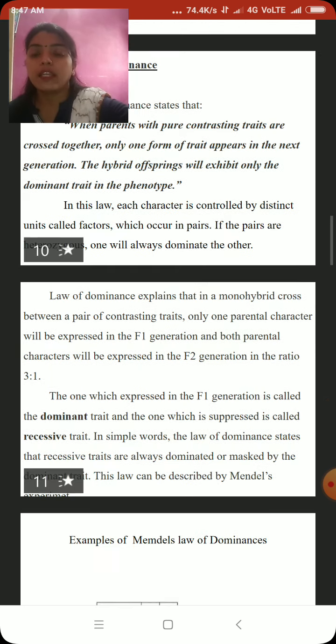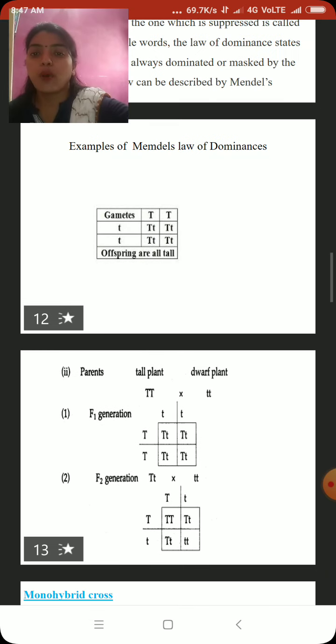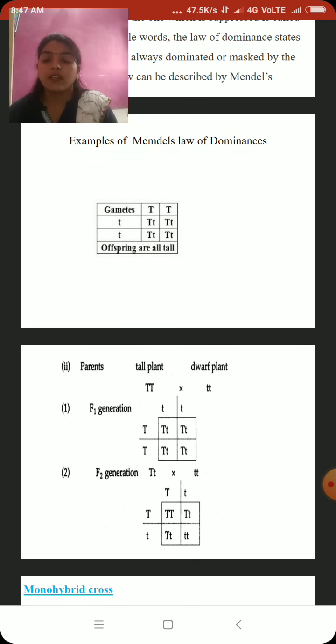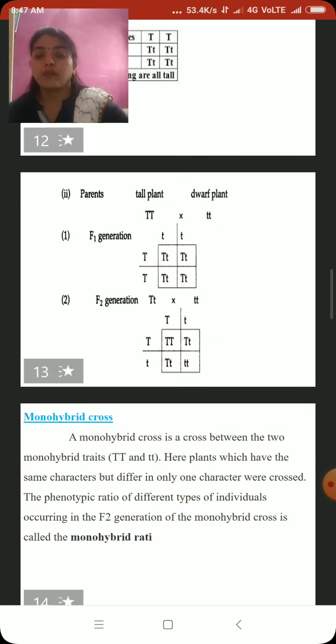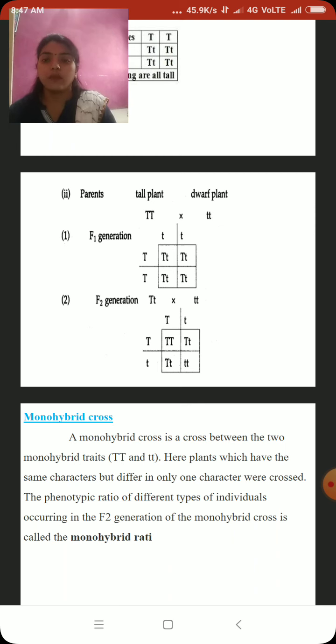Mendel explained this law with the help of an example. Mendel selected a tall pea plant and a dwarf pea plant. The tall pea plant is crossed with a dwarf pea plant. Then in the F1 generation, all the progeny are tall. Here we discuss the example. The tall pea plant having genotype capital T is crossed with a dwarf pea plant having genotype small t. So in the F1 generation, all the progeny formed are tall.